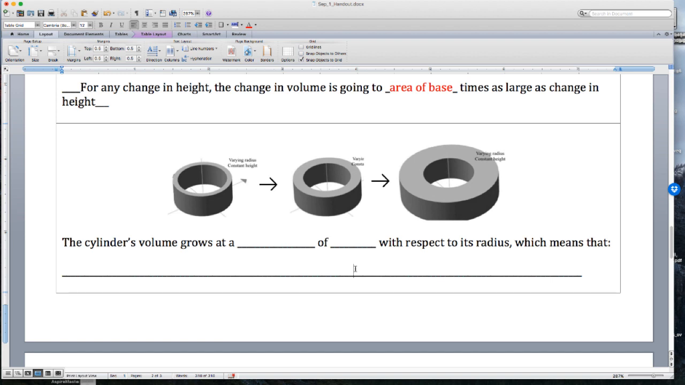Now a cylinder. There's no changing circumference. Yeah, not changing. Yeah, we're doing 2 pi r.